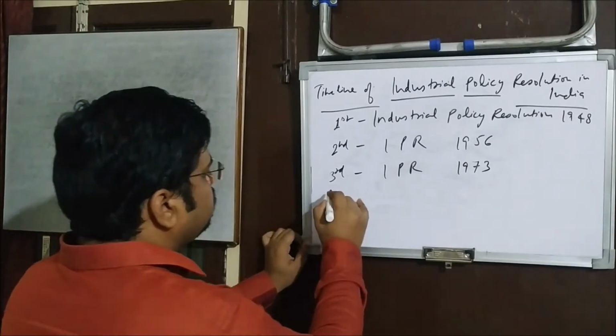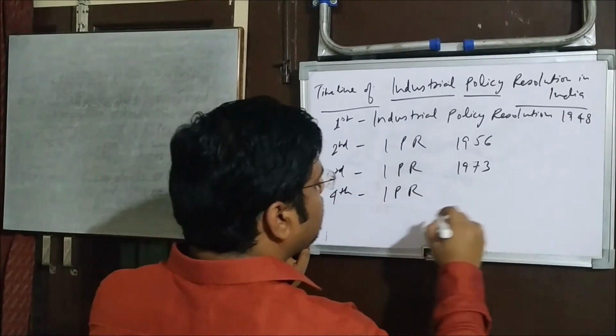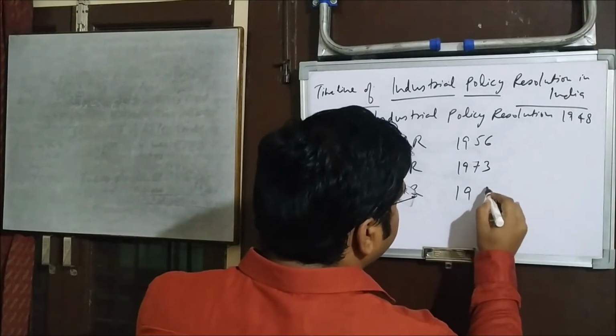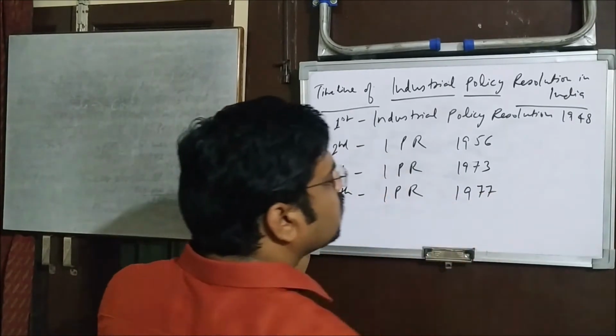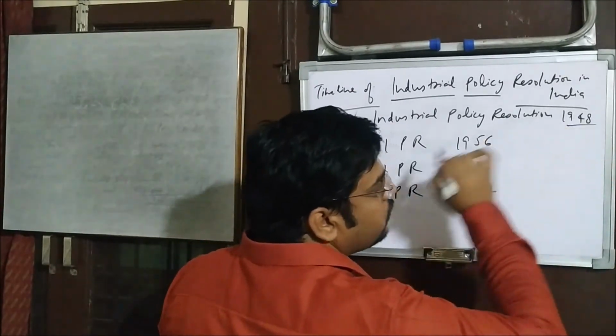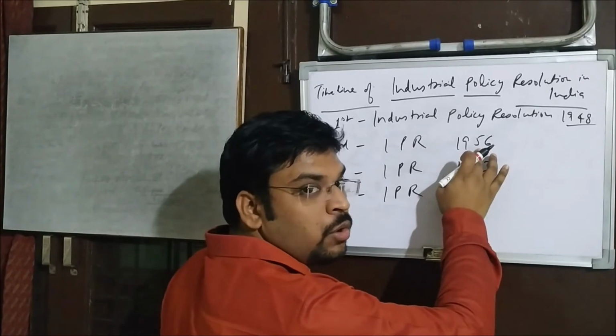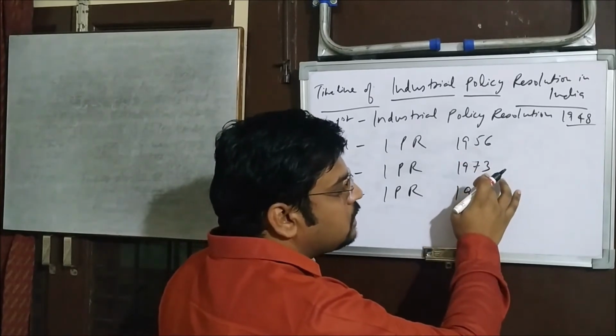Thereafter, once again, after a few years, they announced another industrial policy in 1977. Now you see that the very first policy was announced in 1948. Then for many years the system kept on going. Then they announced the policy in 73.